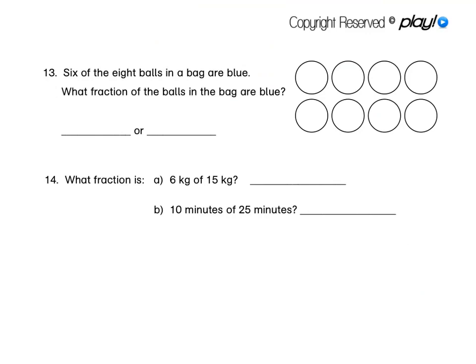For question 13, 6 of the 8 balls in a bag are blue. So let's shade them just to picture this. There's 2, 4, and 6. So 6 of the 8 balls are blue. That's the information that we're given. What fraction of the balls in the bag are blue? So we could write it as 6 out of the 8 balls, or if we divide top and bottom by 2, we get 3/4. There's 1/4, 2nd quarter, and 3rd quarter, and that's the 4th quarter.